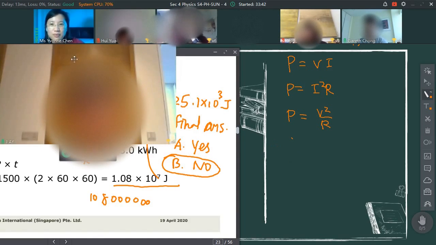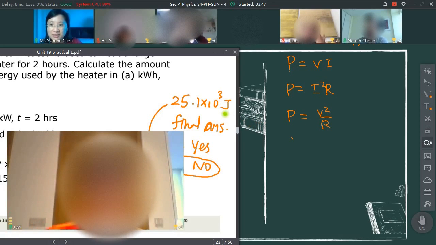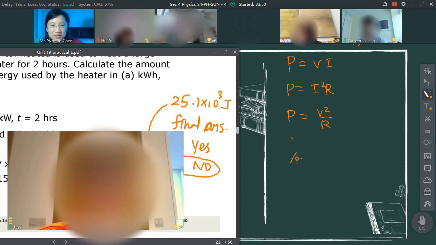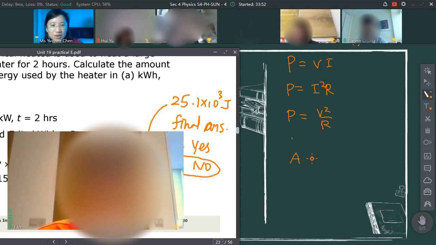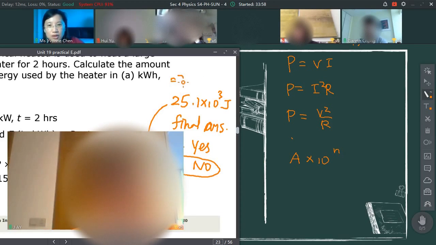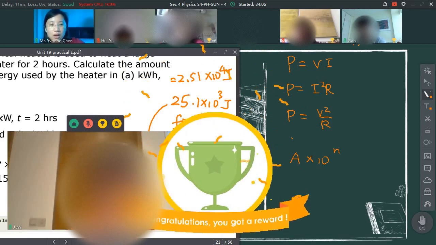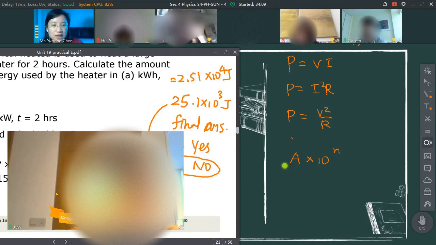Why can 25.1 times 10 to the power of 3 not be the final answer? It is supposed to be 2.51 times 10 to the power of 4 joule. Very good, thank you.